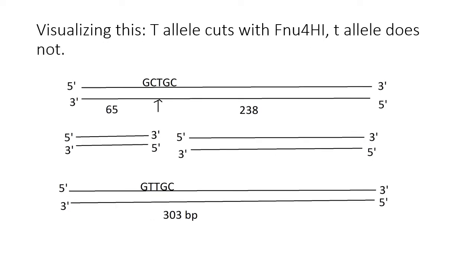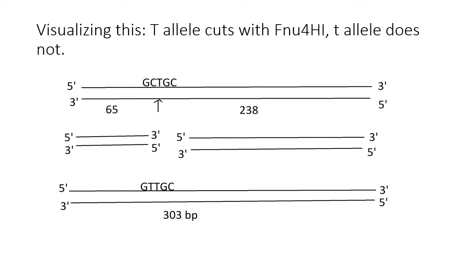Okay, so what this looks like is we have this 303 base pair PCR product, and we're going to treat it with the enzyme FNU4H1, and the big T allele has the recognition sequence as shown, and so I'm indicating the fact that it cuts with an arrow. It's going to cut on both strands, obviously. And so what's going to happen if you got a big T allele is that 303 base pairs is going to get broken up into two pieces, one 238 base pairs and the other 65 base pairs. That's for the big T.